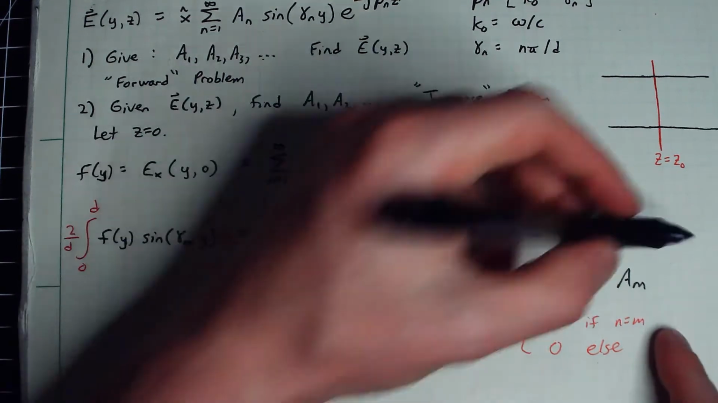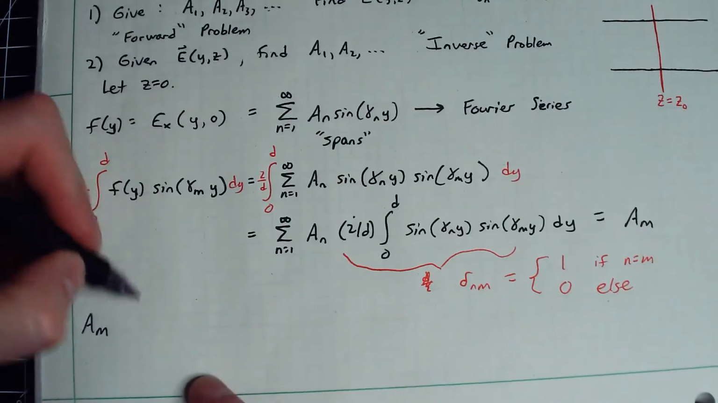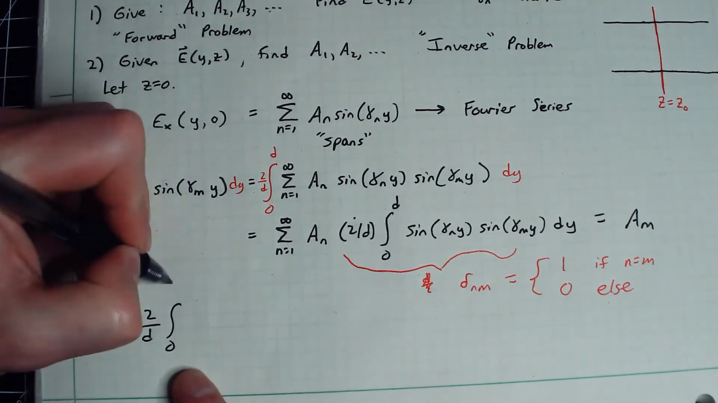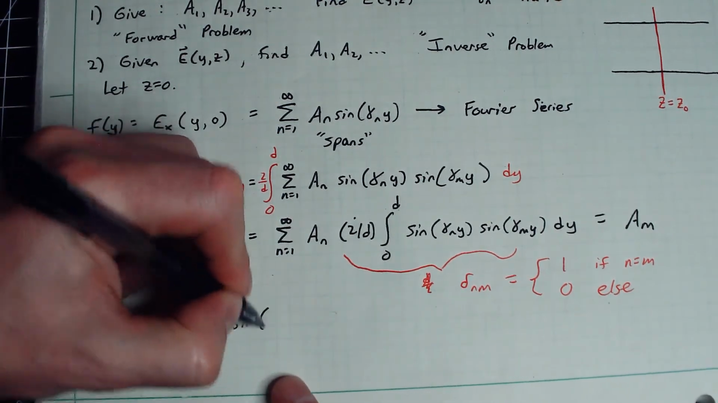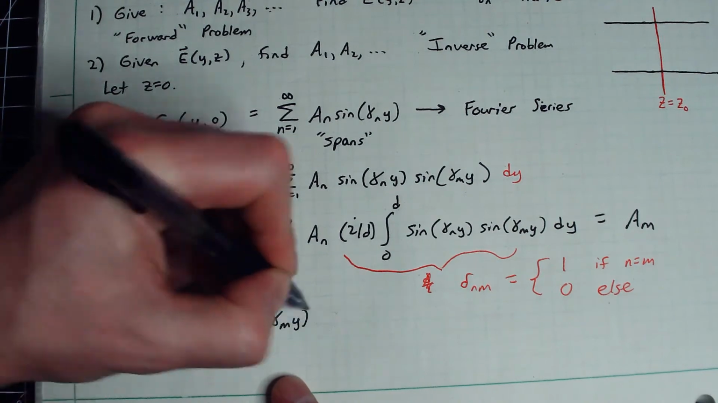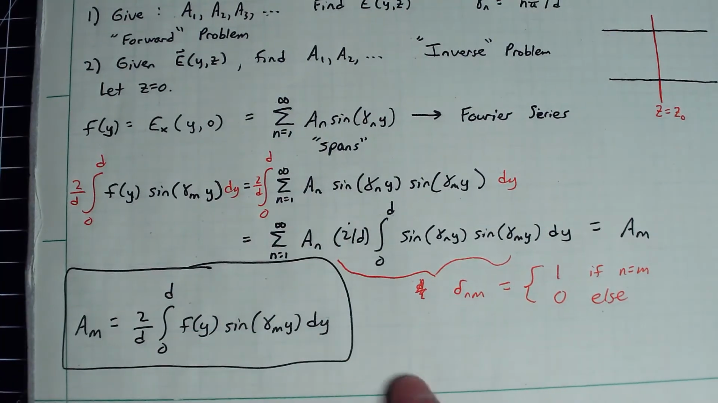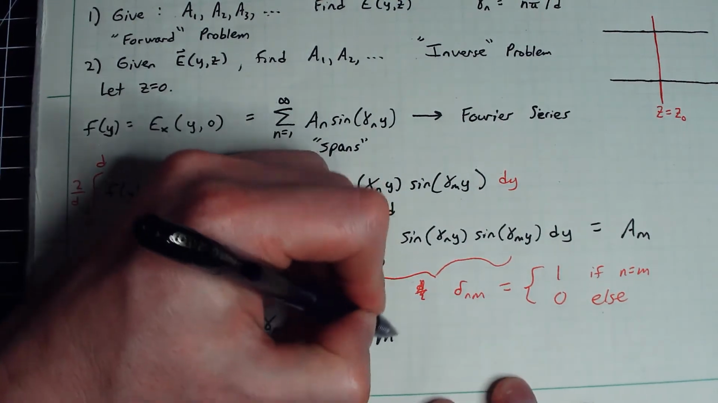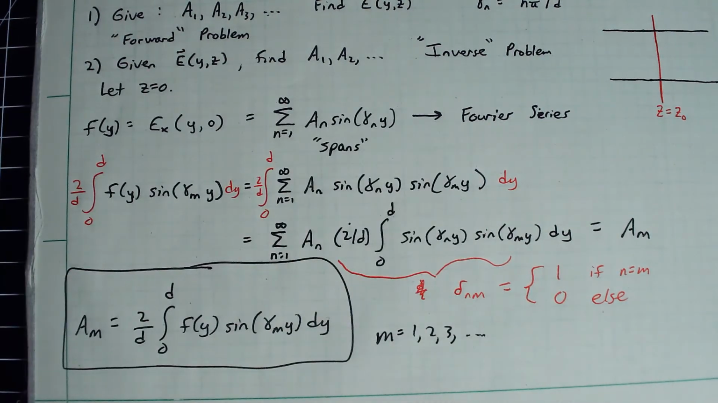So what that means now is we'll just rewrite this down here. A sub m is equal to 2 over d times the integral from 0 to d of f of y sine of gamma sub m y dy. Okay, and this is true for all m. So m is equal to 1, 2, 3, all the way up to infinity.